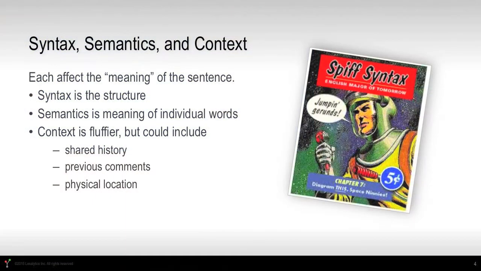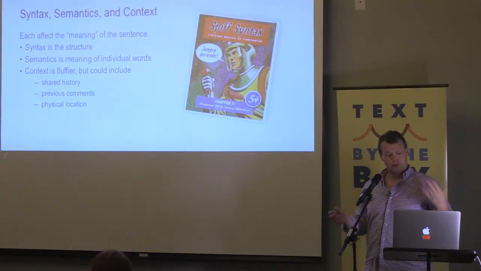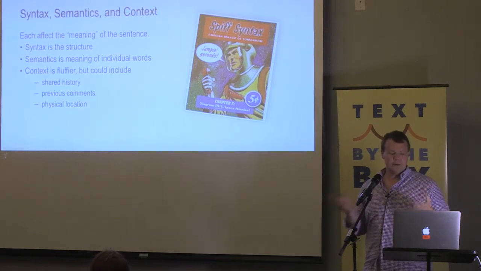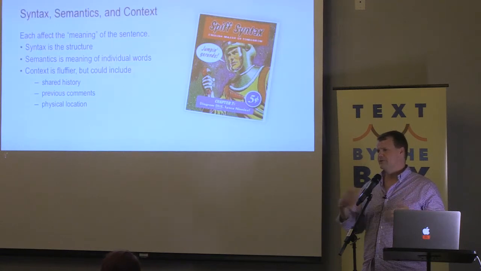So let's talk about syntax, semantics, and context. So each of these is important for understanding the meaning of a sentence. And so syntax is your actual structure. Semantics is the meaning of the individual words. There's better definitions than this, but bear with me on that. And context is way fluffier. So it could include the shared history between whoever's speaking and the person they're speaking to.